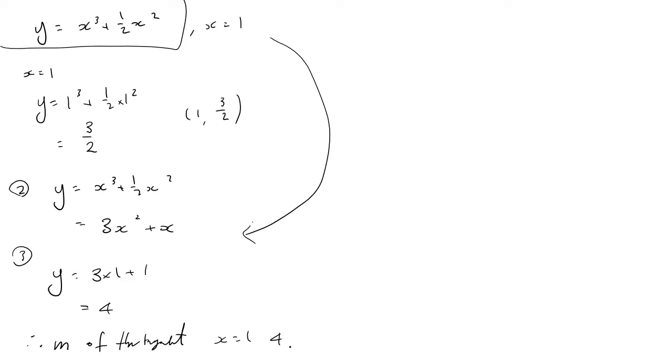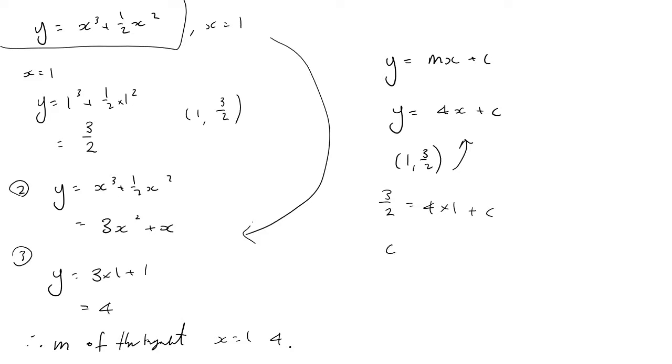So, the equation of the tangent will be in the form of y equals mx plus c, and m would be 4. And to calculate our y-intercept, we would need to substitute the point (1, 3 on 2) into the equation to find c. So we get 3 on 2 equals 4 times 1 plus c. Therefore, c is equal to 3 on 2 minus 4, which is negative 5 on 2. Hence, our equation of the tangent is y equals 4x minus 5 on 2.